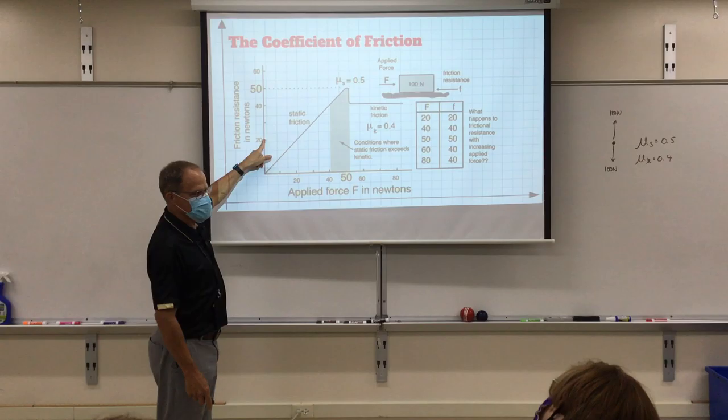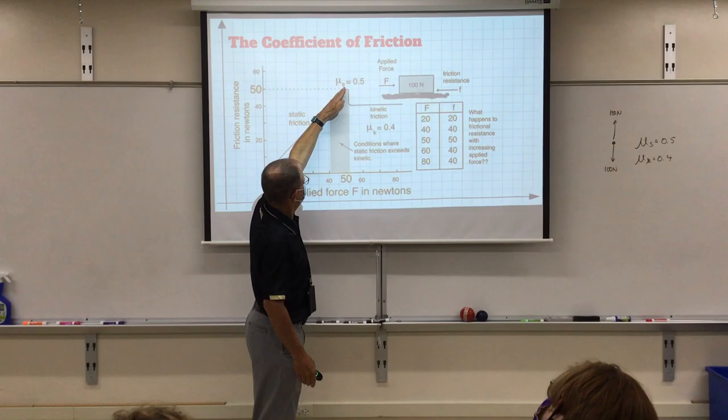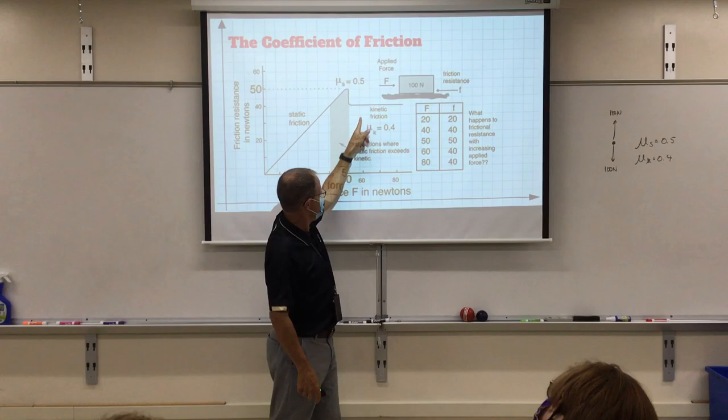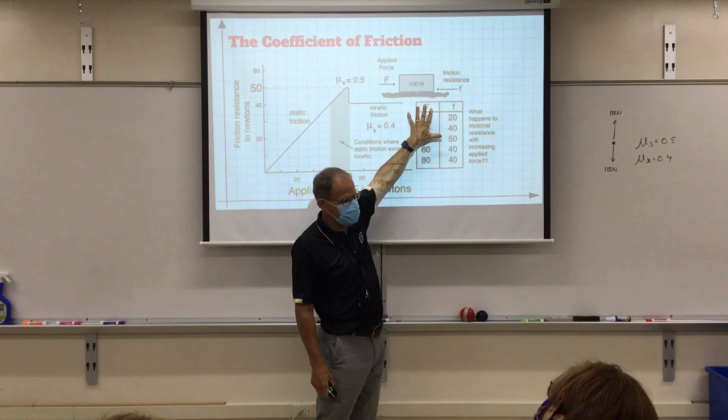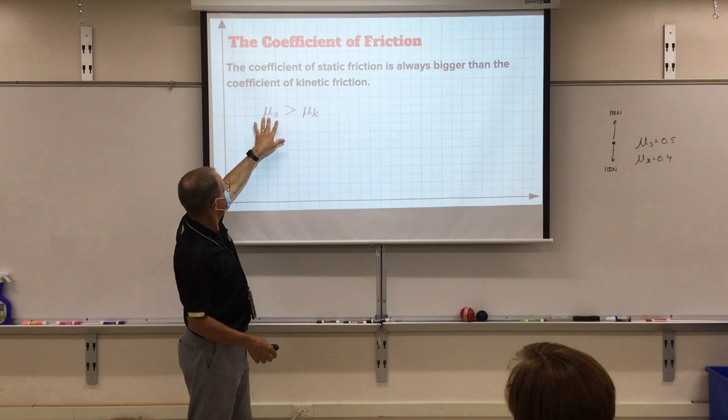What this just shows is what I just explained, okay? If I apply a force in newtons, the friction force will be the same that I apply. See, this is a slope of one, right? 20, 20. Whatever force I apply, friction will push back with me until I get to 50 newtons, at which time it starts moving. And once it starts moving, the friction jumps down to a smaller value of 40 newtons. No matter how much I push with, friction can only push back with 40 newtons. That's all that's saying, okay?